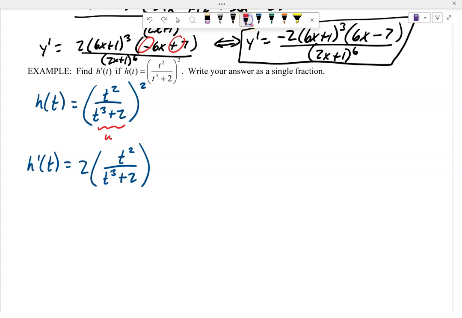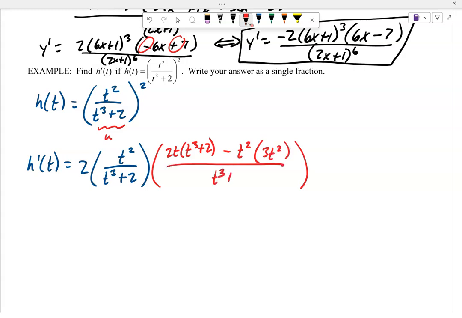But then we're going to go ahead and take the derivative of u, which means I got to use my quotient rule. So I got the derivative of the top times the bottom, minus the top times the derivative of the bottom, which is 3t squared plus 0, all over the bottom squared. And then I just want to clean that up.